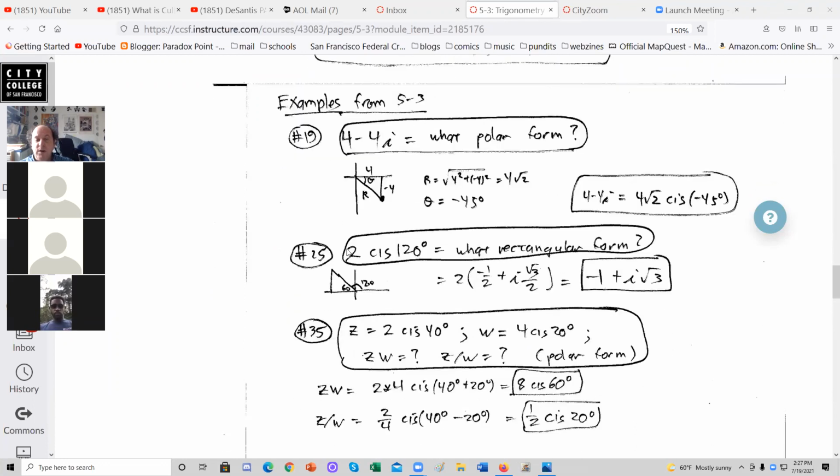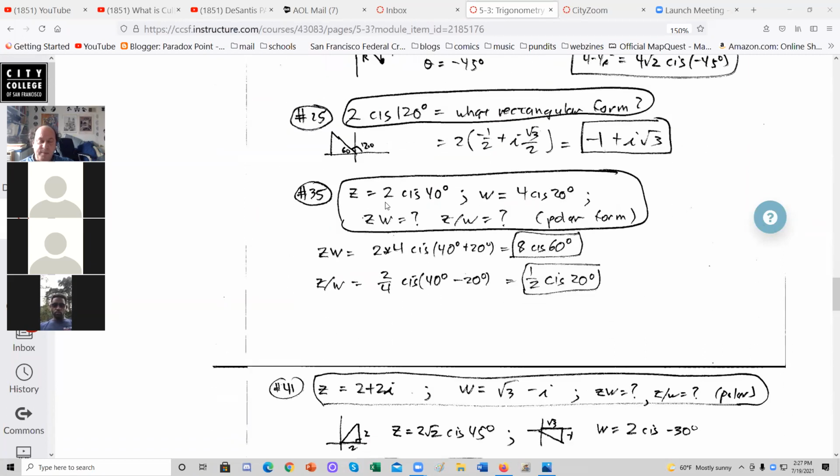Let's go the other way. 2 cis 120. What's its rectangular form? Well, you turn it 120 degrees from the positive x-axis. That's 60 degrees here. Go out a distance 2. So this side will be 1. Well, sorry, this side will be really minus 1. And this side will be root 3. So minus 1 plus i root 3.